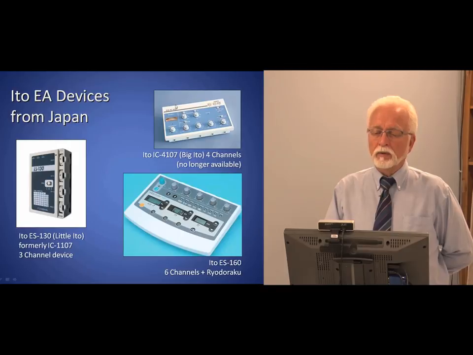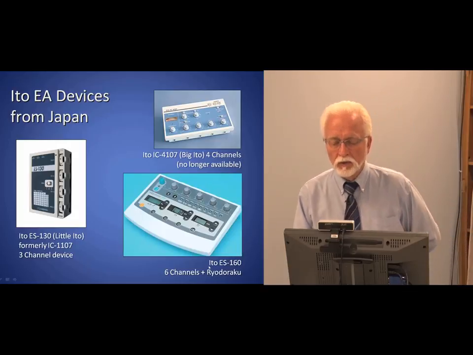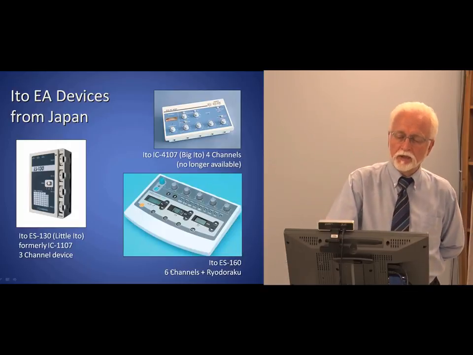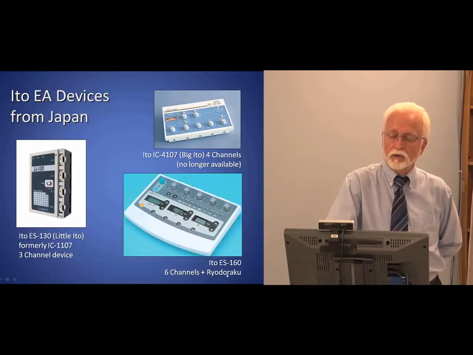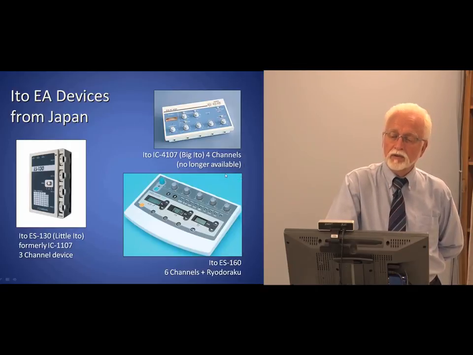The old Big Ito up here in the upper right is no longer available. It was a 4-channel millicurrent device, and then there's the new Big Ito, the ES160, which does 6 channels and Ryodoraku. And as you know, I don't think a lot of Ryodoraku. I suppose for those who like it, it's great, but I don't see the usefulness of having that.